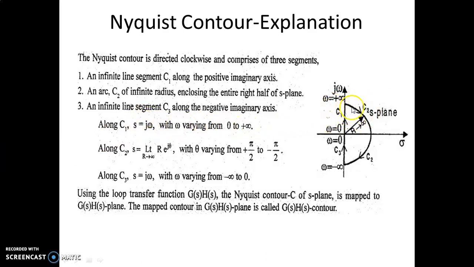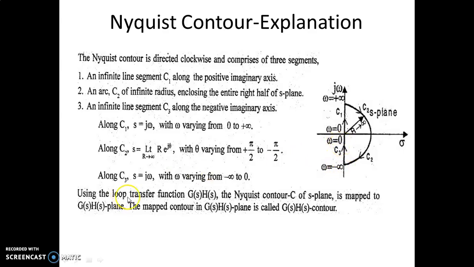The second section is on the S-plane. The angle varies from plus pi by 2 to minus pi by 2, and here the radius has infinite amplitude. So you need to assume S equal to limit r tends to infinity of r into e power j theta, where theta varies from plus pi by 2 to minus pi by 2. And the third section is C3. Here again the frequency varies from minus infinity to 0.